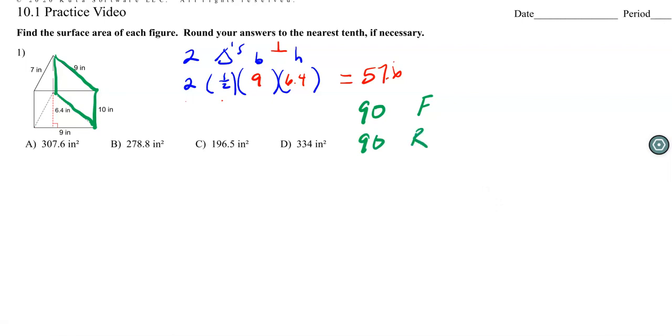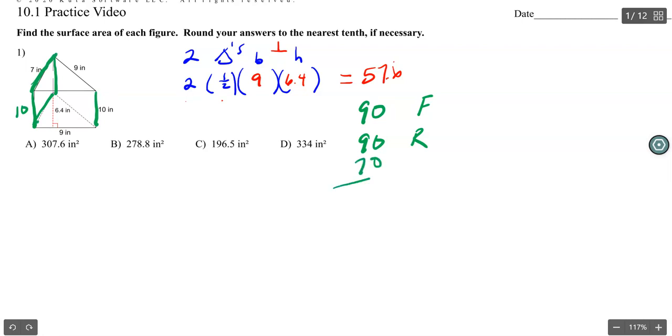And then over here on the left side, I have 7, and they don't really give me the height right there, but I can figure it out because the entire shape is 10. If this thickness or that height is 10, that means that this thickness is 10. So this rectangle is going to be 7 by 10, which is 70.